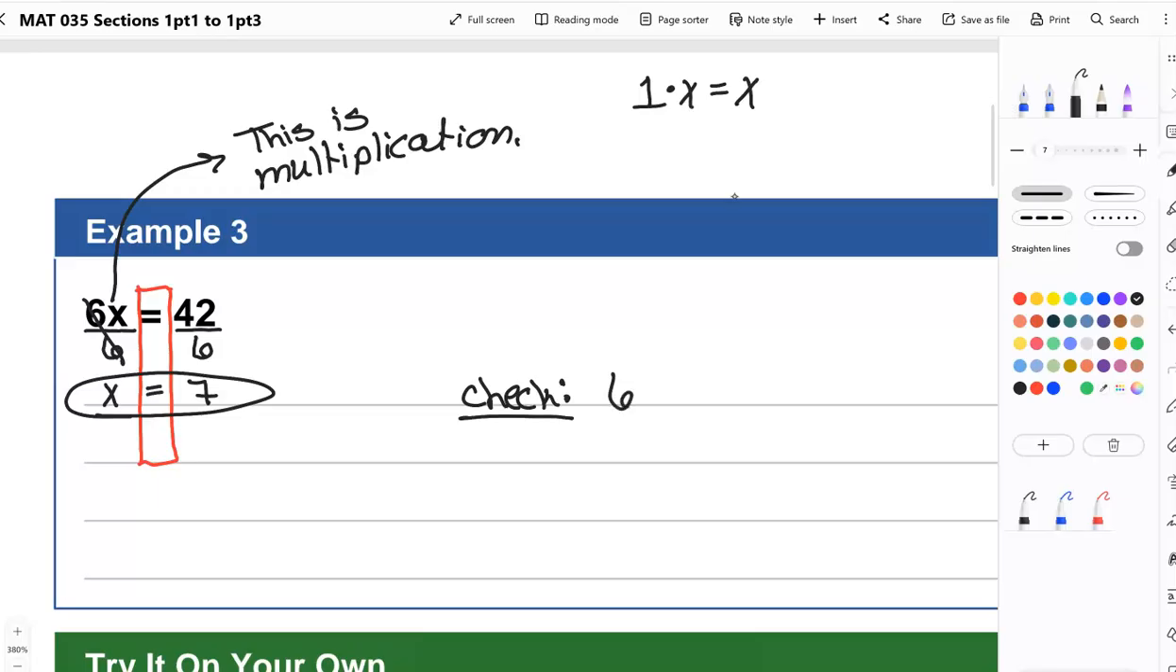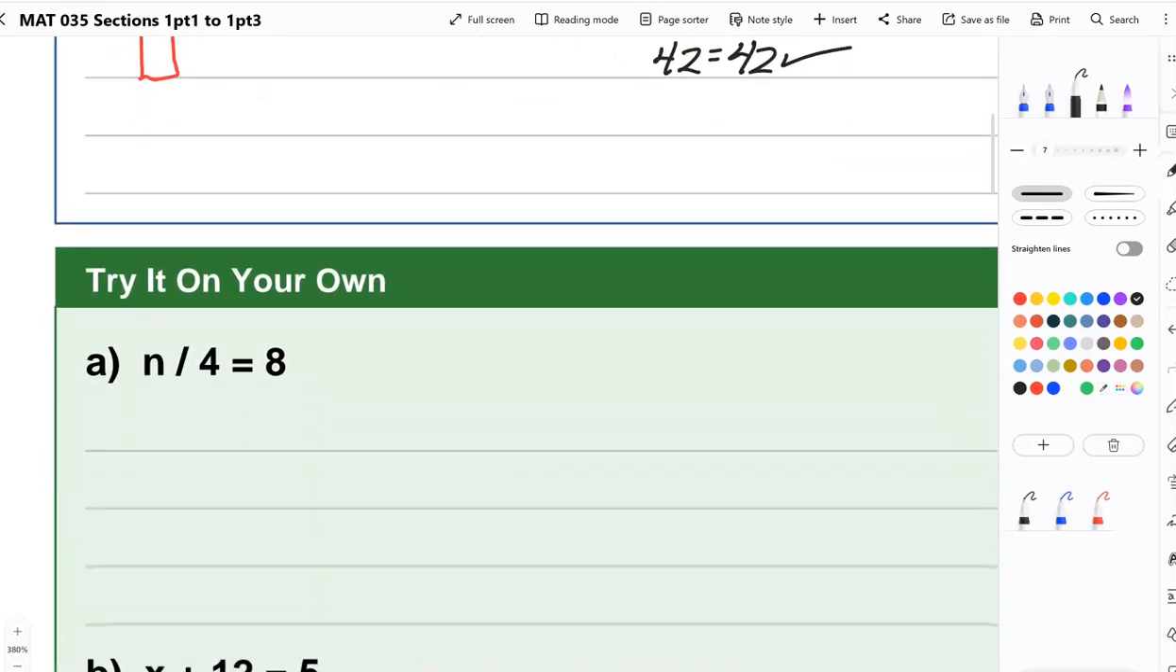So we're going to have 6 times 7, and I'm going to write that times 7 like this with that 7 in parentheses. We want to know, is that equal to 42? Remember, the original equation was 6 times x is equal to 42. 6 times 7 is 42. So we know we've got that correct. Let's try another one.